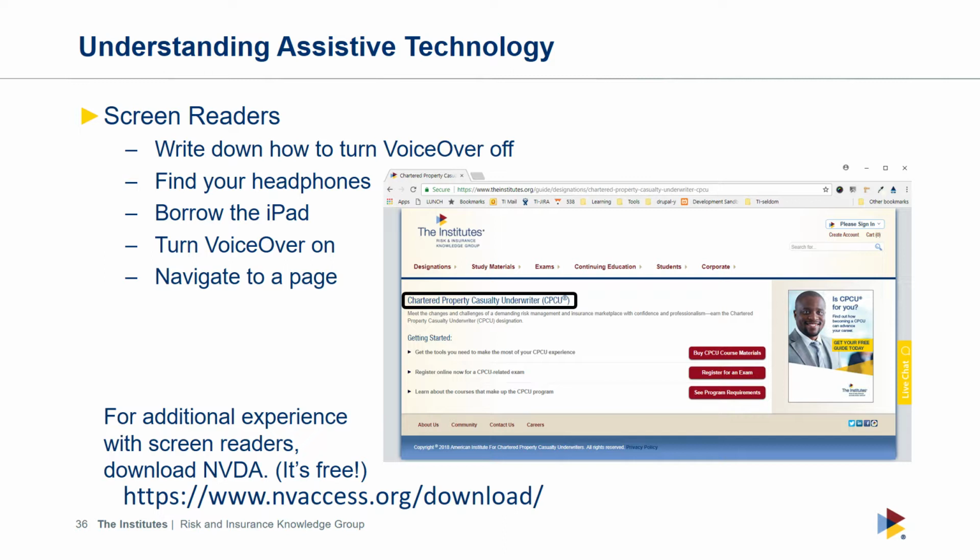Additional screen readers, NVDA is another very common one. It is free. It is a little bit more advanced, a little bit harder to configure than VoiceOver. VoiceOver, you just have to turn on and walk through it. NVDA has a little bit more configuration to do, but it is also free.